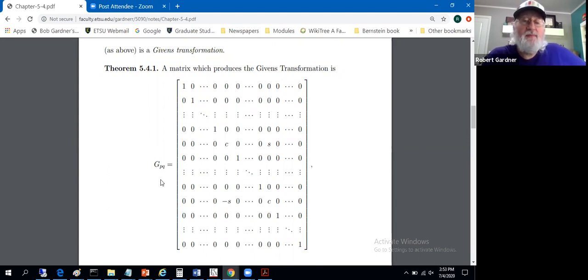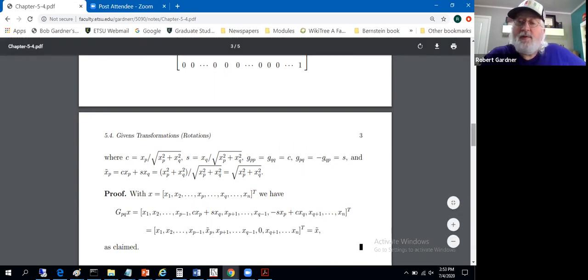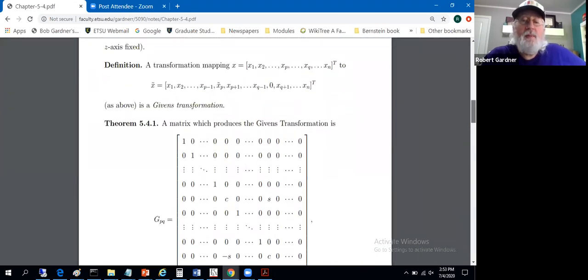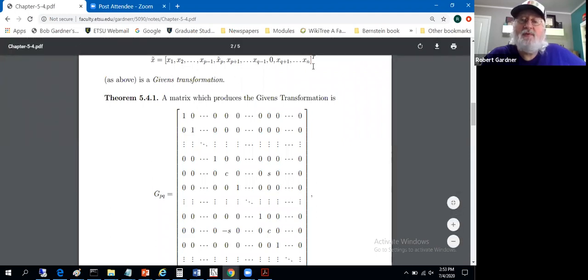So we're going to claim that this matrix G sub pq, a matrix which produces the Givens transformation, is as given here. So this will, when multiplied by vector x, produce an x tilde of this form. That's the claim. In particular, we get 0 out in the qth component. Except for the p and qth components, nothing's changed, and p changes a certain way. We've already kind of predicted what would happen there.